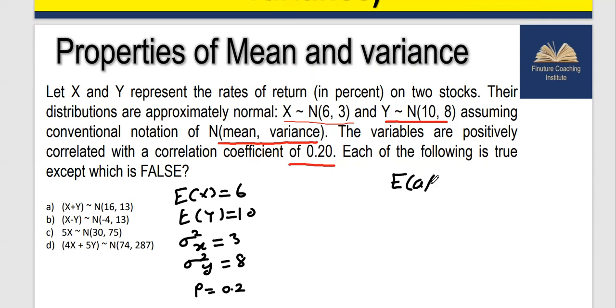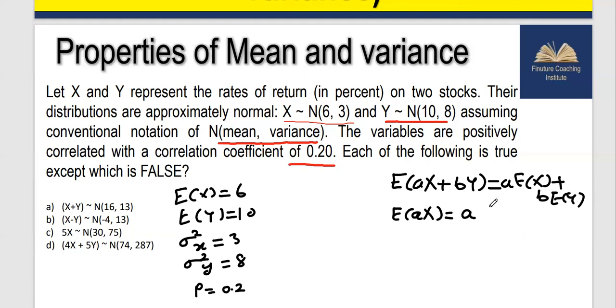Property one says that the expected value of ax plus by is equal to a times the expected value of x plus b times the expected value of y. Similarly, if I were to calculate the expected value of a times x, a would come out, and you will multiply a with the expected value of x. Similarly, for the variance of ax, it would come out as a square times the variance of x.